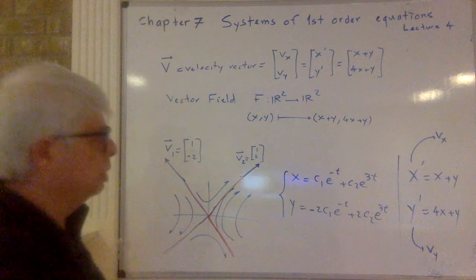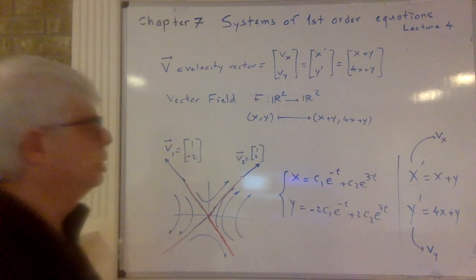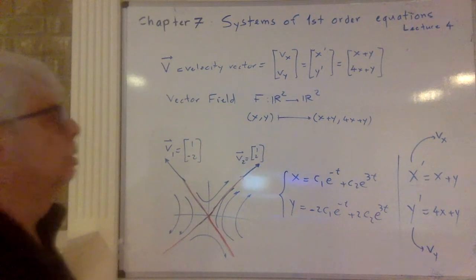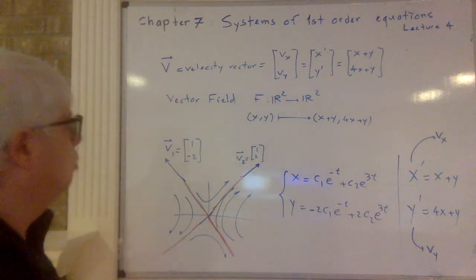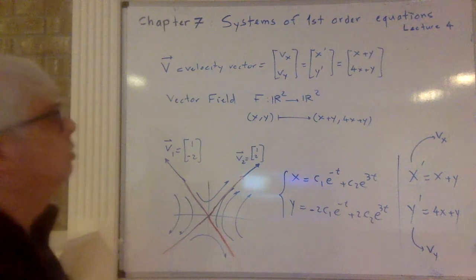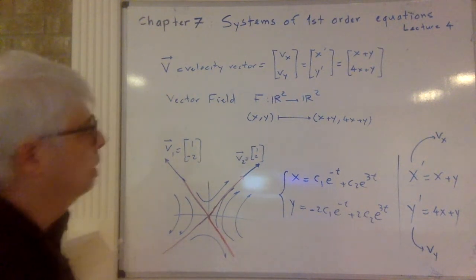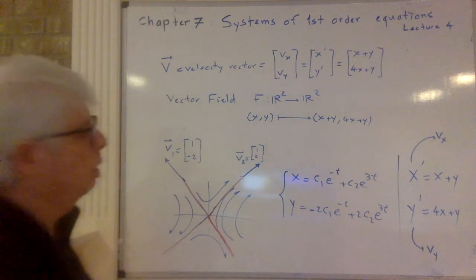What is that vector field? If I graph that vector field, that is the velocity field. That's why it's called a velocity field. Sometimes it's called the phase plane or something like that. But anyway, we have the velocity field.